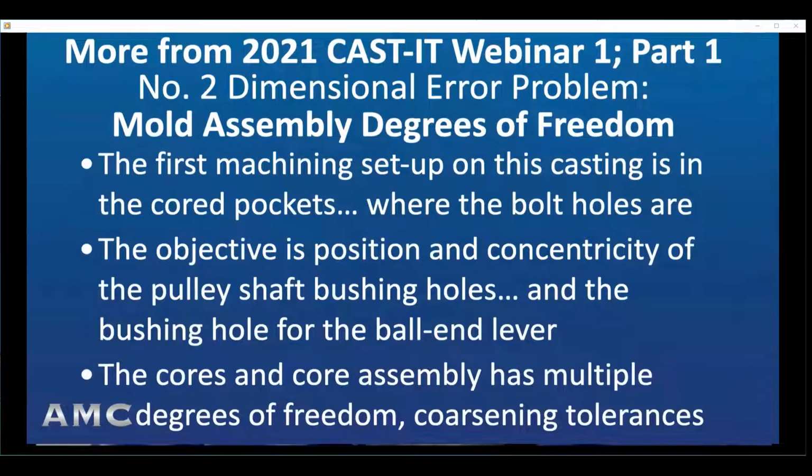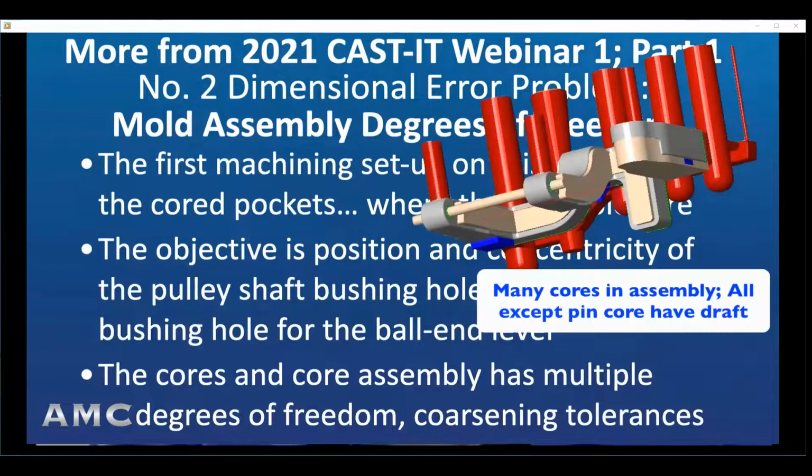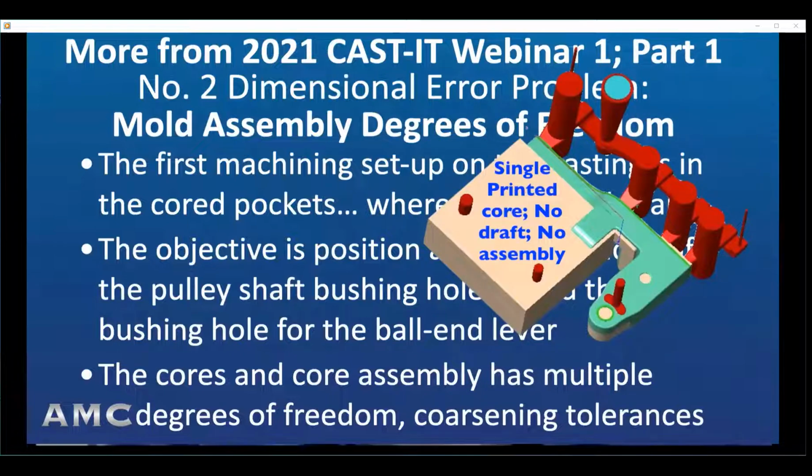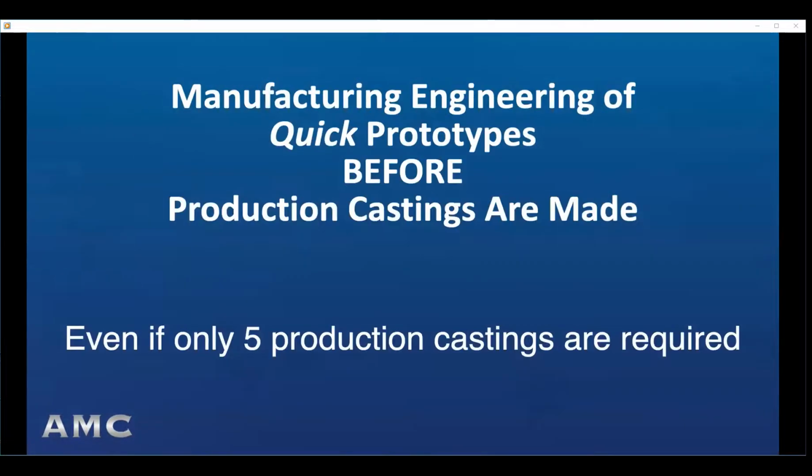The second most significant dimensional capability problem in sand casting is mold assembly degrees of freedom. As molds are assembled with separate pieces, those pieces in their tooling have tolerances that stack up. Printing mold elements so that they are just one piece eliminates that stack up variation. Printed mold elements can also eliminate draft where draft is a dimensional problem.